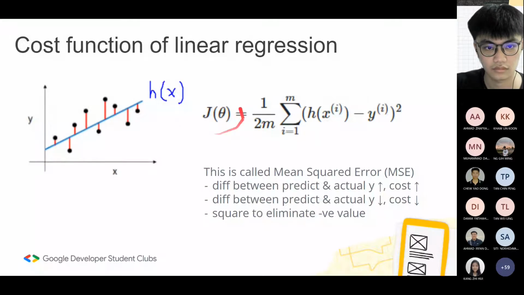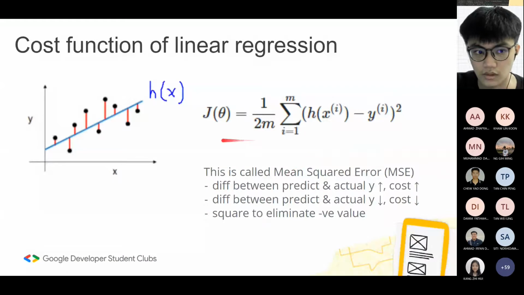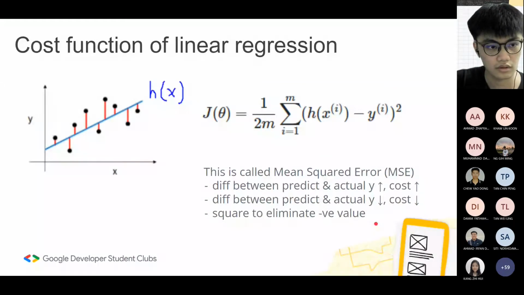Mean squared error is one such method. There is another one called the mean absolute error, but we're not going into that deeply. Essentially, for the mean absolute error, we eliminate the negative value with the modulus, right? Whereas for mean squared error, we are squaring it.